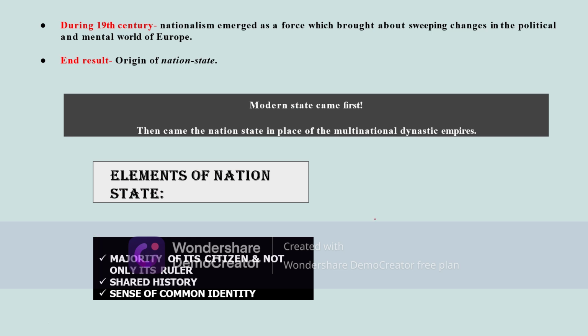Now, during the 19th century, nationalism emerged as a mass force which brought about sweeping changes in the political and mental world of Europe. And what did this lead to? The end result was the origination of nation states. So, as given in our textbook, modern states came first and then nation states came.